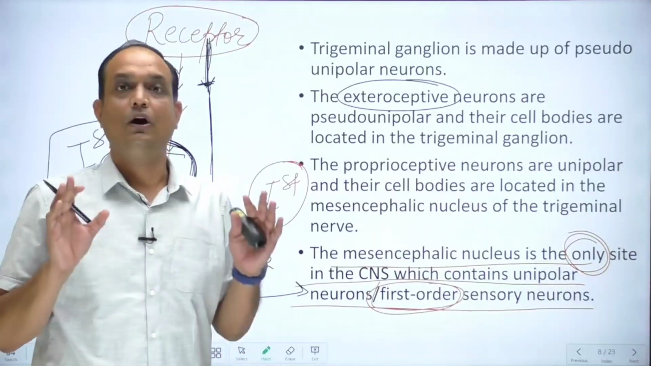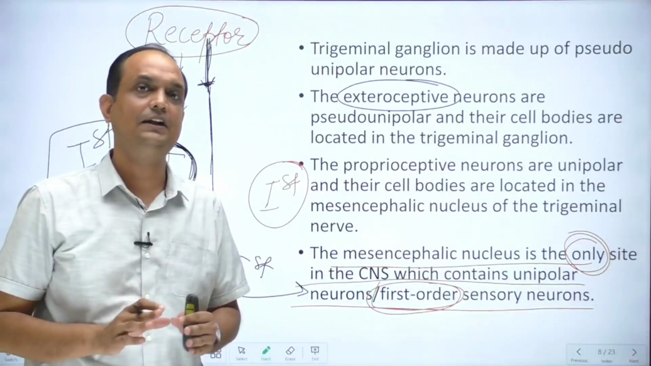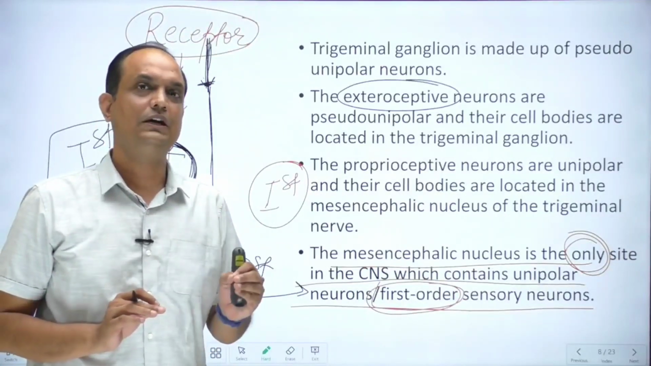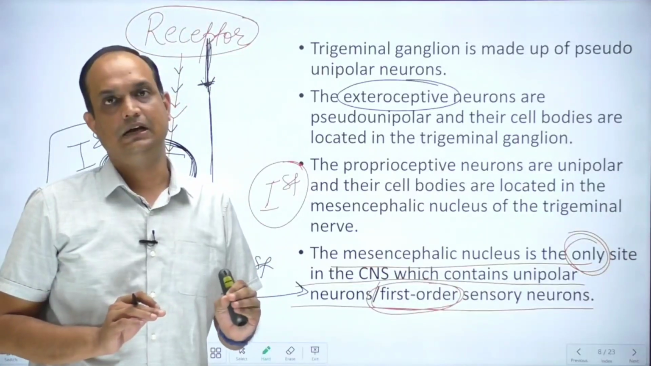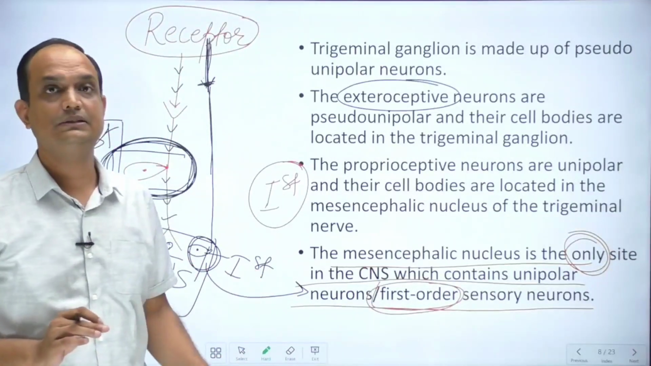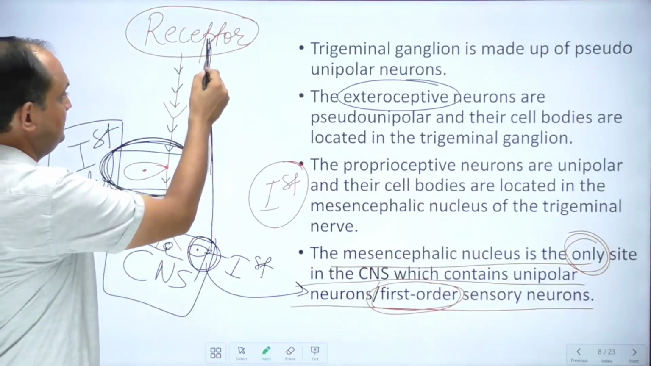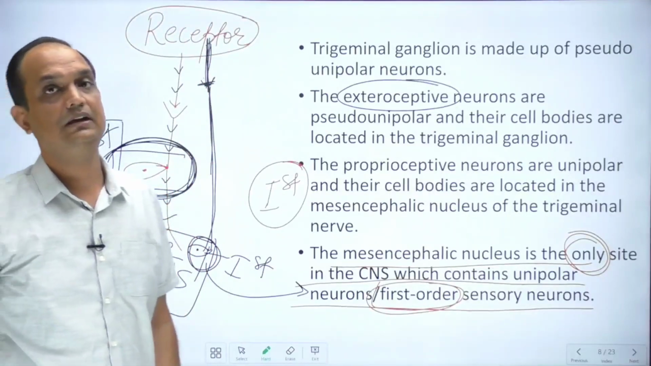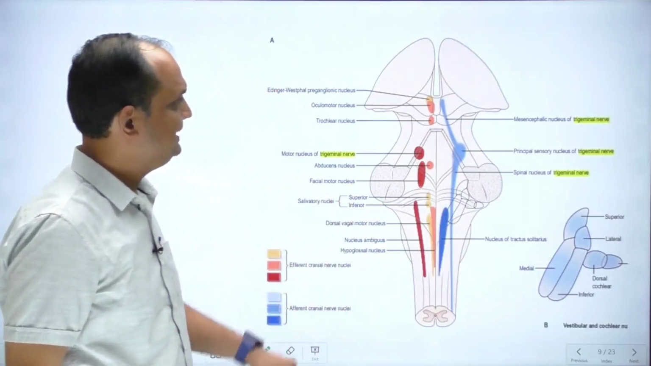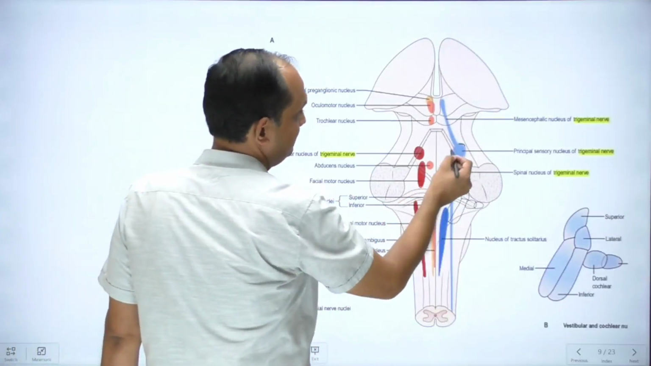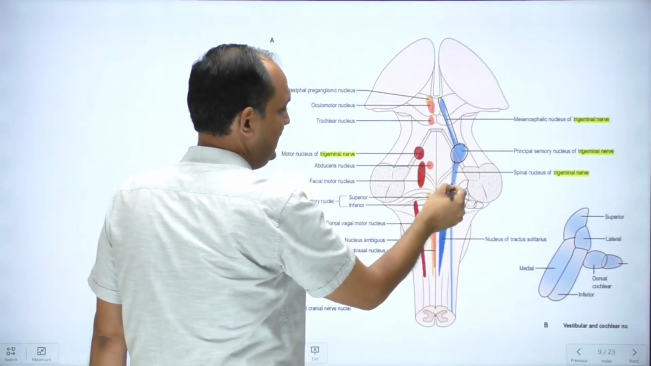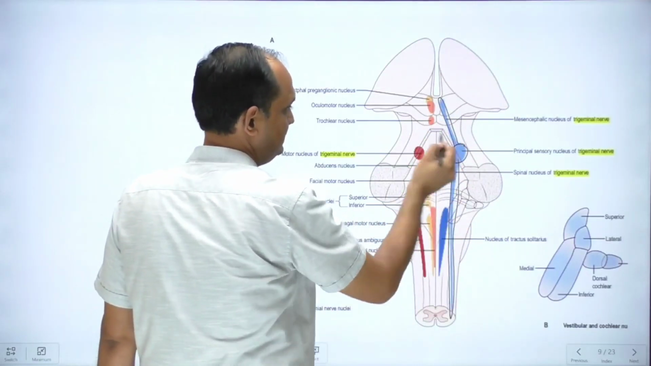That means all the fibers which are entering into the central nervous system are fibers from the ganglia, except the mesencephalic nucleus, where these are the direct fibers entering the central nervous system. Now, in this diagram you can see that this is your chief sensory nucleus of the trigeminal nerve, this is the mesencephalic, and this is the spinal nucleus of the trigeminal nerve.